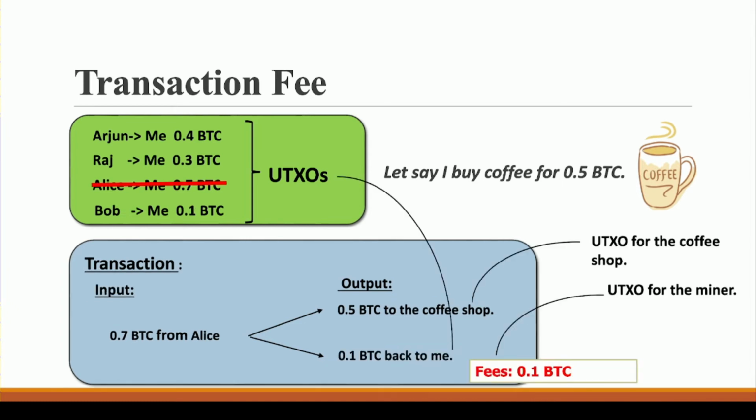Okay. And now the UTXO will look something like this. So this UTXO will be given back to us, right? It will be the part of our UTXO field. This UTXO will be the part of our coffee shop owner. And this UTXO, the fees that we are giving, this fees 0.1 Bitcoin, will be given back to the miner. And this is how actually UTXOs work in real life.